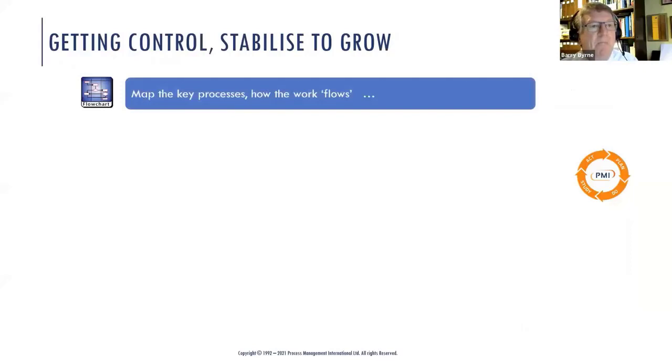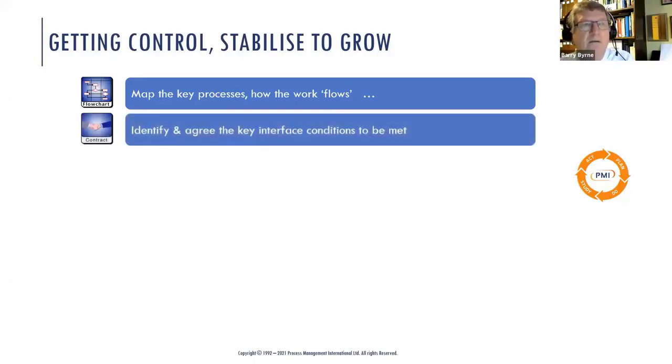So these are the key things then that we did, and this is now leading us into the second webinar of next week. In this order, map the key processes. We need to understand how the work flows. We need to identify and agree the key interface conditions to be met, what I call pre-flight conditions. What are the conditions operations need from planning in order for operations to get off to the best possible start?